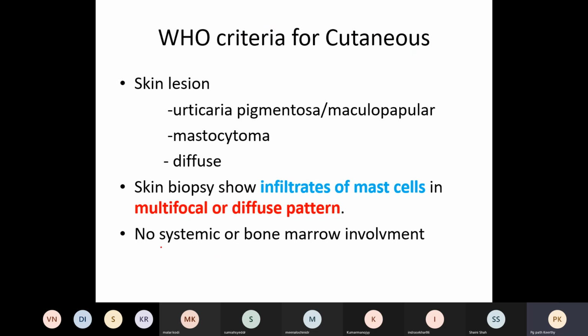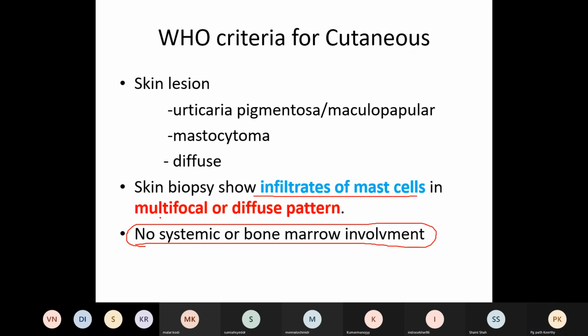And in skin, the next more important thing is there should be no systemic or bone marrow involvement. And your skin biopsy should show infiltration of mast cells, which can be a multifocal or a diffuse pattern. So these are the criteria. Exclusively, it should involve the skin.